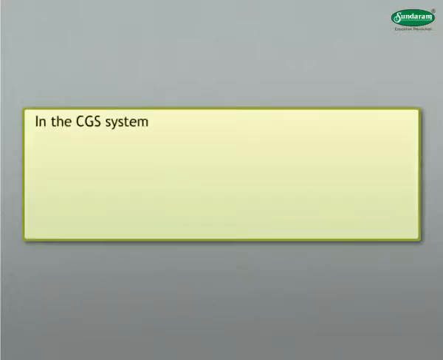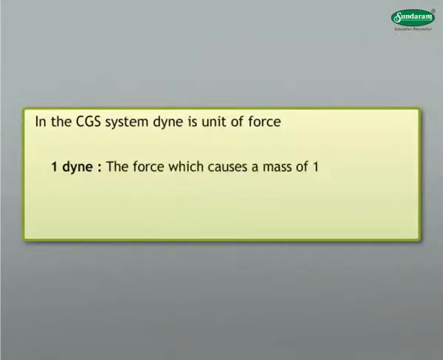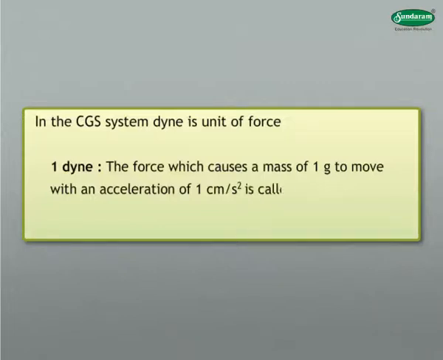In the CGS system, dyne is the unit of force. 1 dyne is defined as the force which causes a mass of 1 gram to move with an acceleration of 1 centimeter per second squared. 1 dyne is equal to 1 gram multiplied by 1 centimeter per second squared.